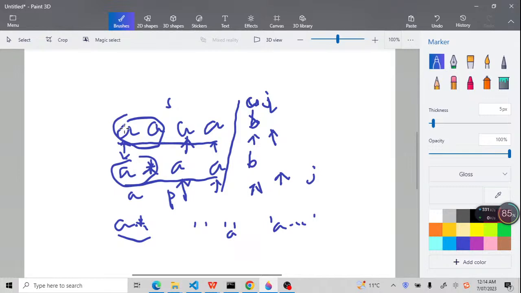But how should we check this one, A and a star? According to the problem, we know that if there is a character after A, it is a star.